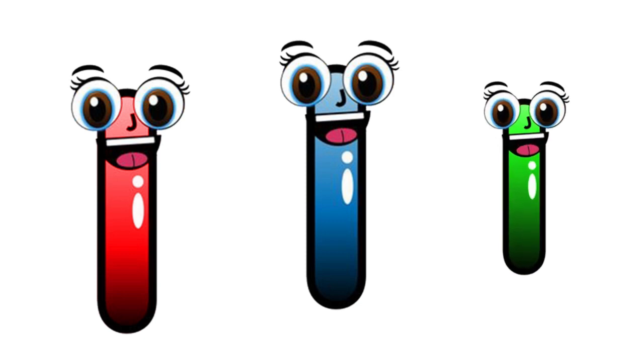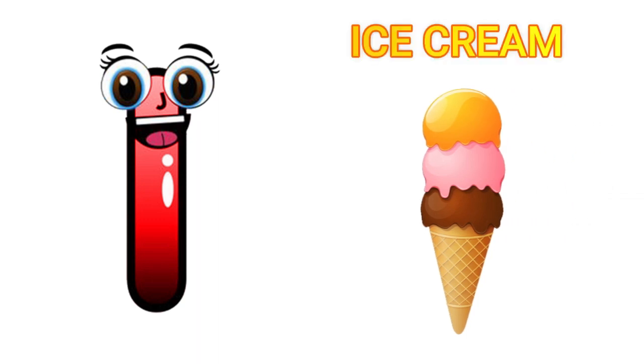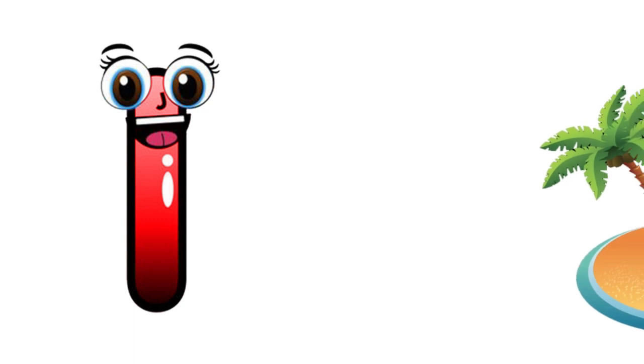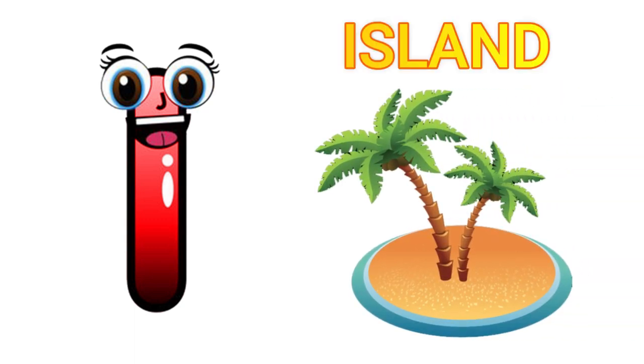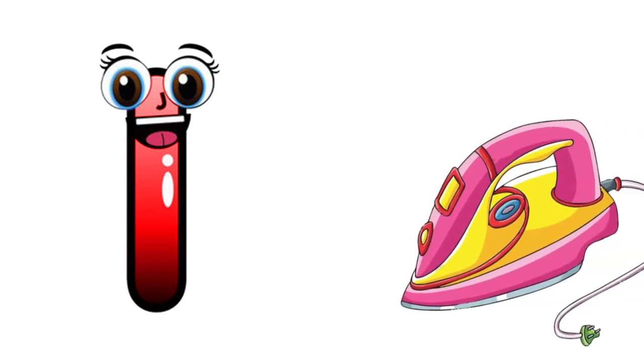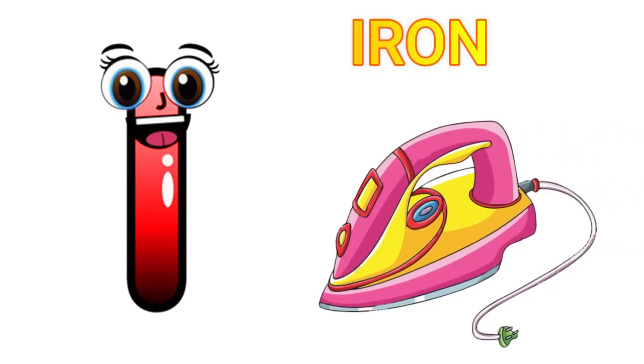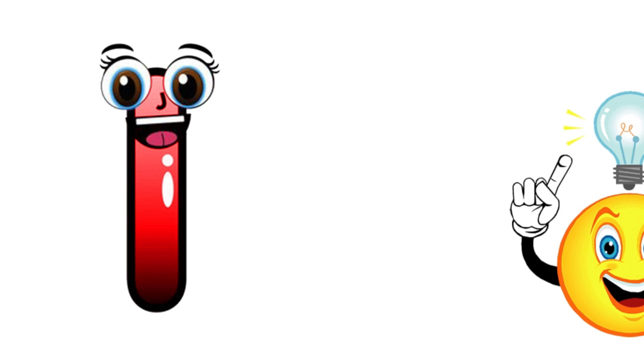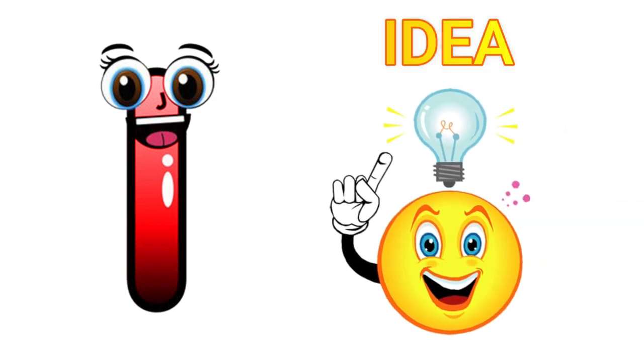Here comes the letter I. I is for ice cream. I, ice cream. I is for island. I, island. I is for iron. I, iron. I is for idea. I, idea.